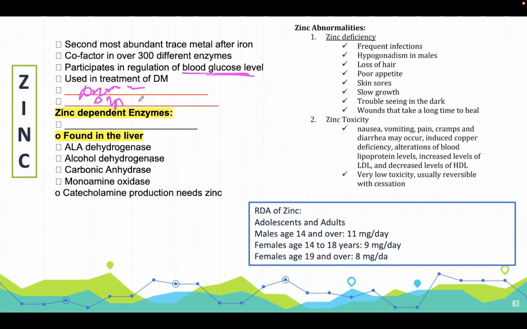So what are your zinc-dependent enzymes? Magbigay po tayo ng isa. Ang tawag natin doon ay alkaline phosphatase. Okay, so ito pa yung mga iba pa po tayong example. So zinc abnormalities, meron tayong mga pwedeng ma-experience na zinc deficiency and zinc toxicity. So pakibasa na lang po na maigi.